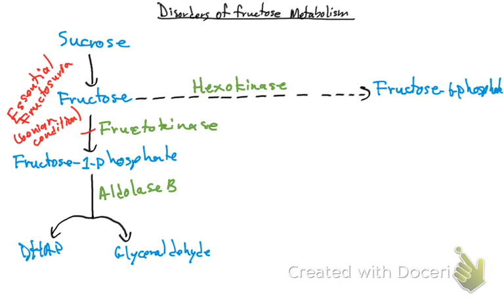Now here is the tricky thing, because aldolase B is blocked. So if aldolase B is blocked, it can cause hereditary fructose intolerance.